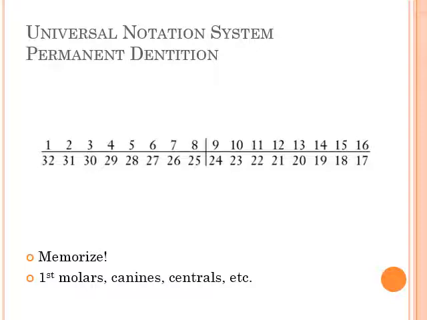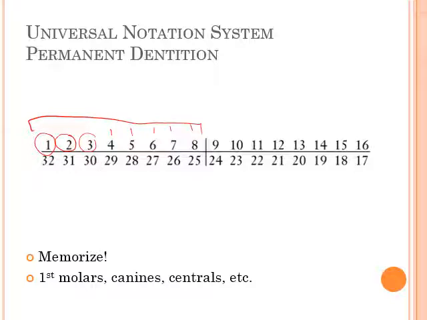So looking at this diagram for the universal system, we start from number 1, which is the third molar on the patient's right side. So 1 is the third molar on the right, number 2 is the second molar on the right, 3 is the first, etc. So it goes up the premolars, the canine, the lateral, and the incisor, which is number 8 for the right central incisor. And these are the 8 teeth in one quadrant.